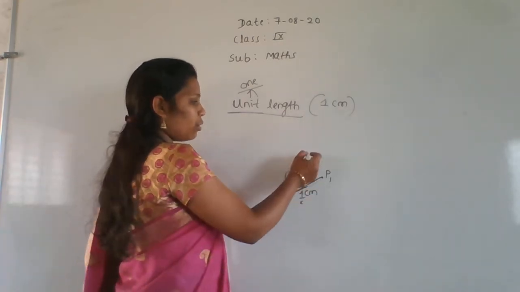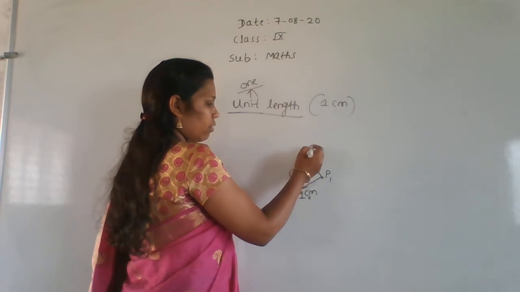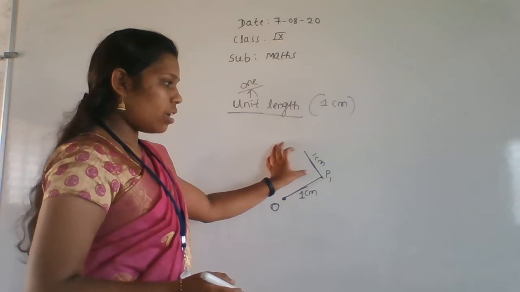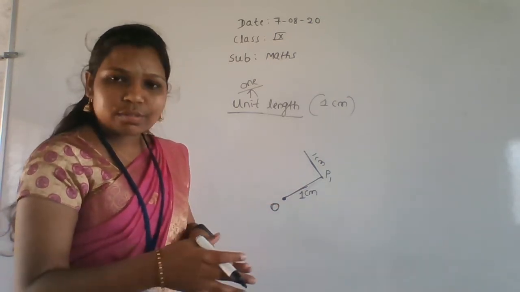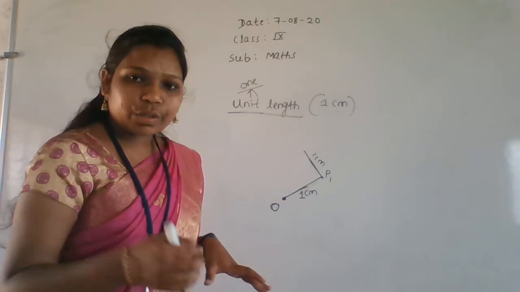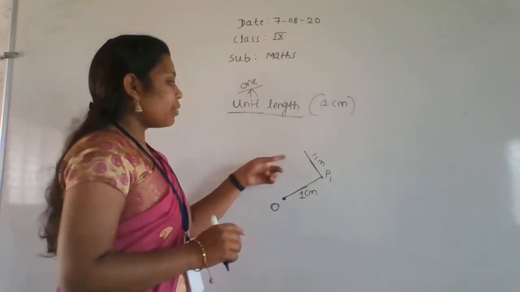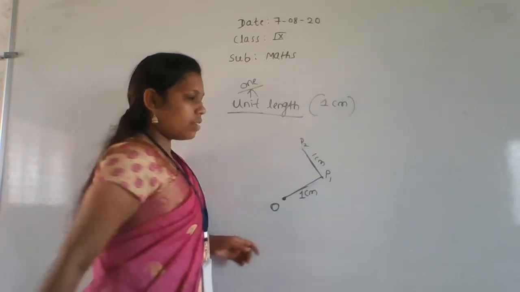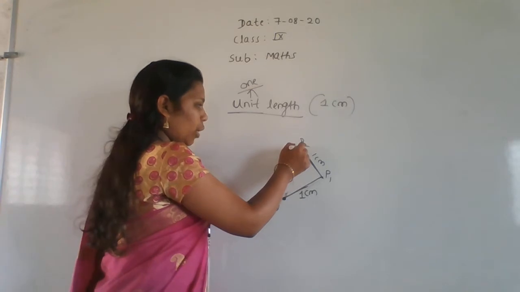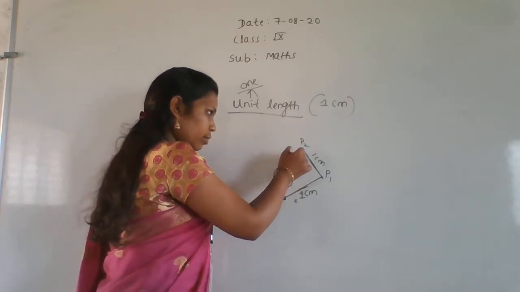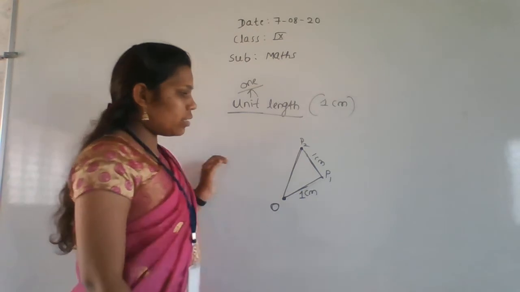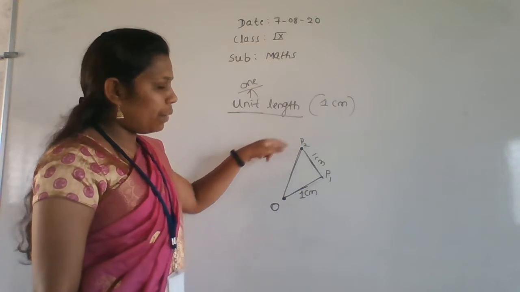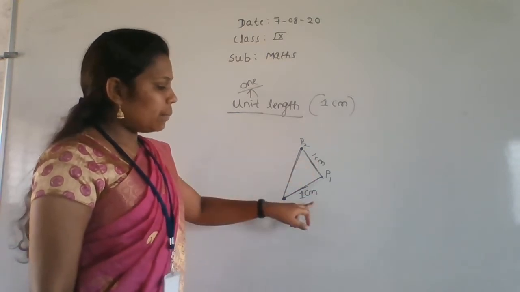Again you have to draw 1 centimeter here. And don't ask, ma'am, this is long and this is short. Here I am not using a scale, that's why it looks like that. If you use a scale then it will be correct. This point you name P2. Join O and P2. What is the value of OP2?